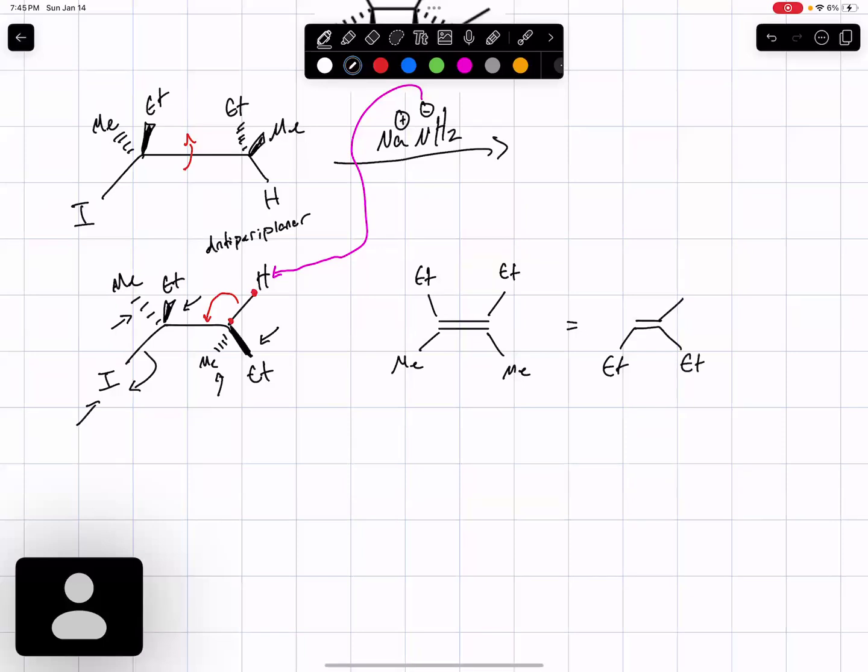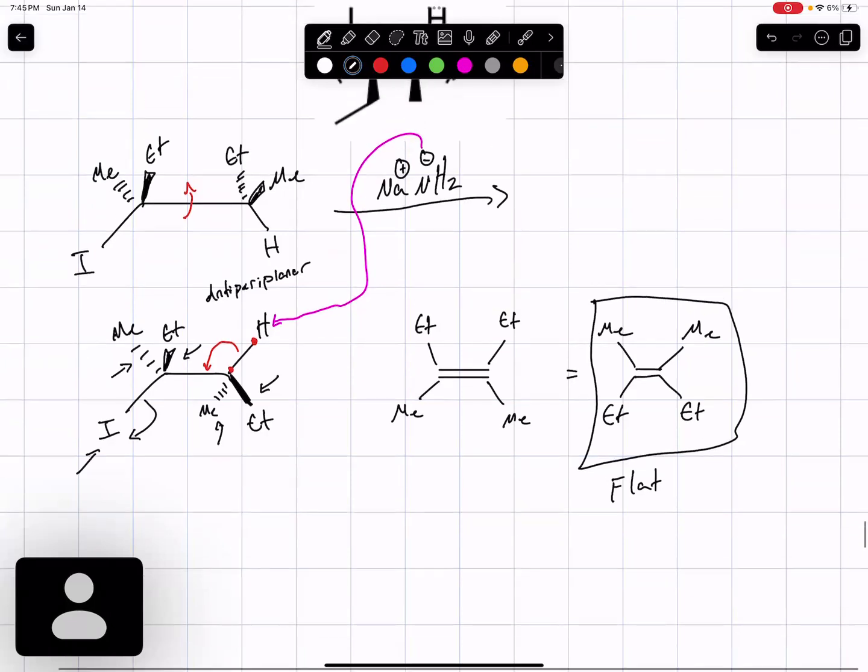Because these are all sp2 hybridized, this is a flat molecule. These are all in the plane. And this is technically a cis alkene, which in theory, because the two biggest groups are on the same side, is less stable than a trans alkene.